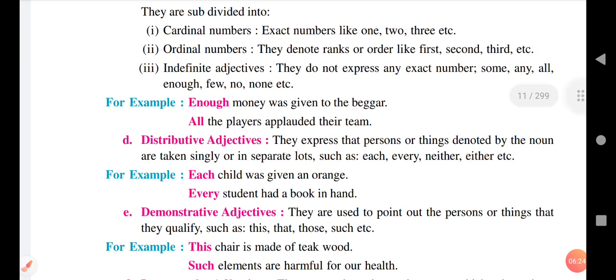D. Distributive adjectives. They express that persons or things denoted by the noun are taken singly or in separate lots, such as each, every, neither, other, etc. For example, each child was given an orange. Every student had a book in hand.